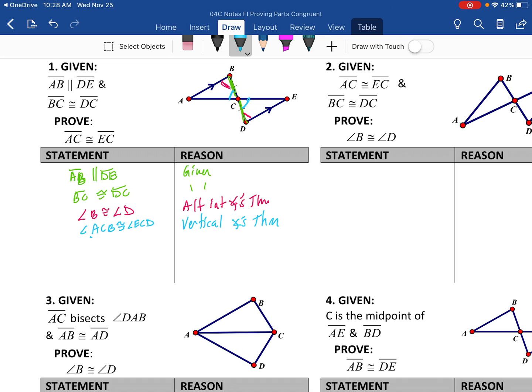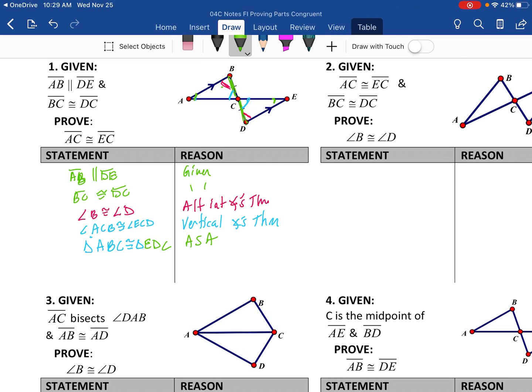For me, this side is included, so I know that triangle, and I'm going to be really careful labeling it, triangle ABC is congruent to, angle A would have to be congruent to angle E, so this would be triangle E. Angle B was congruent to D, so I'm going to do EDC. And how did I know? That's going to be by angle, side, angle.